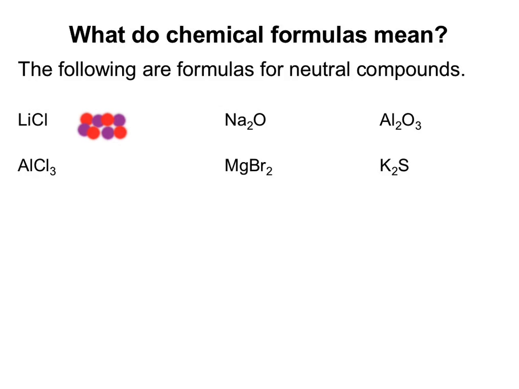All right? What about for the Na2O? 2 sodiums, 1 oxygen, right? I'm going to make the sodium orange in this case. So 2 sodiums, 1 oxygen. Now, oxygen's going to be bigger because it's the negative one, so I'm making it a bigger one.